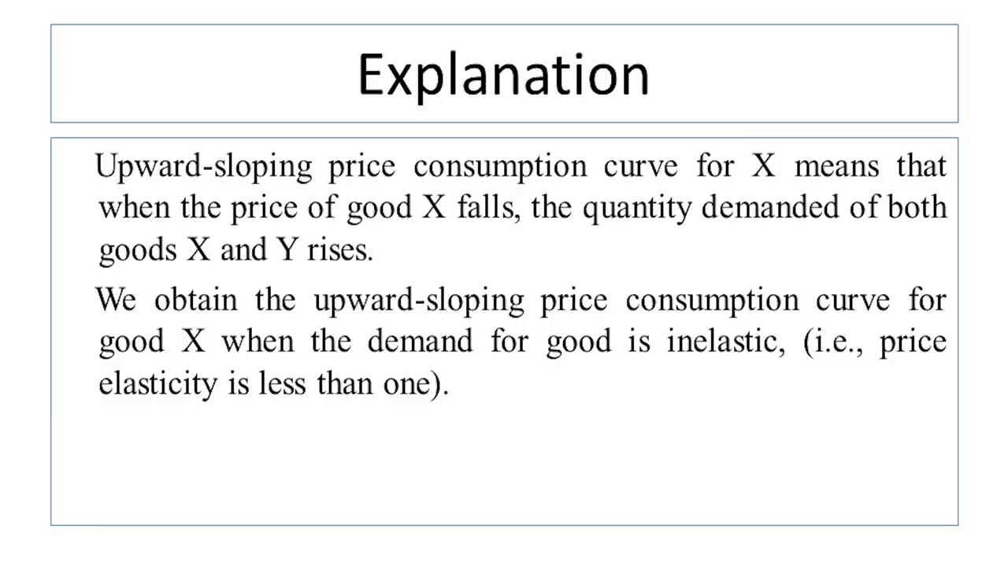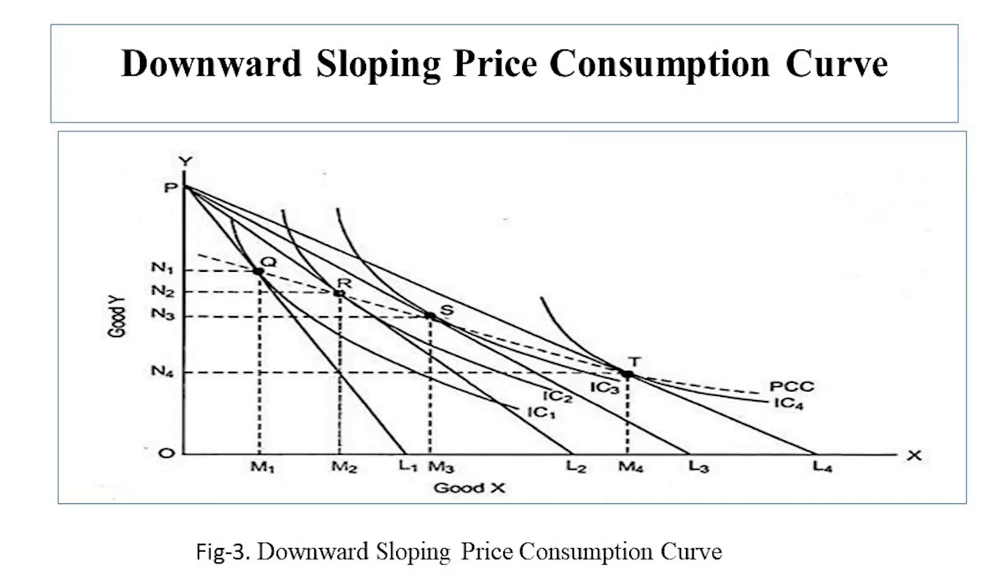We obtain the upward sloping price consumption curve for good X when the demand for good is inelastic, that is, price elasticity is less than 1. Next is downward sloping price consumption curve.